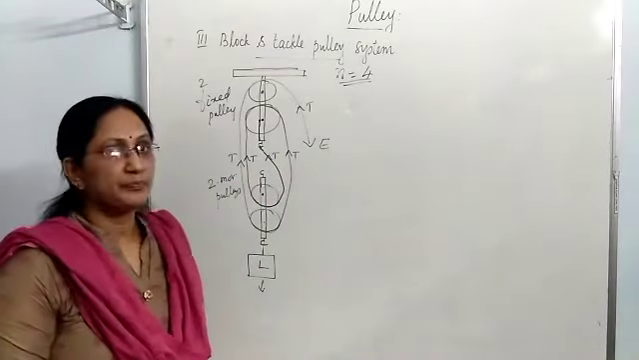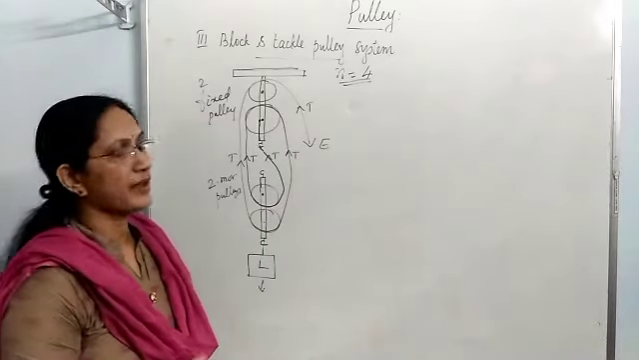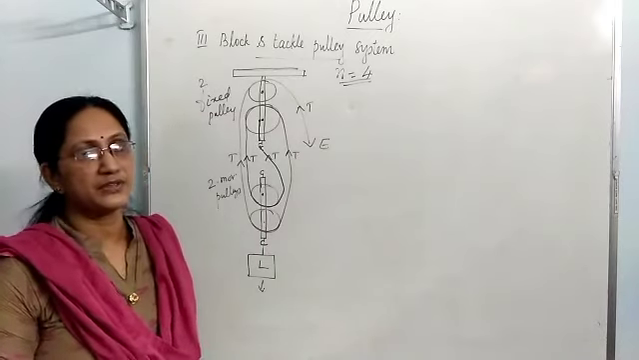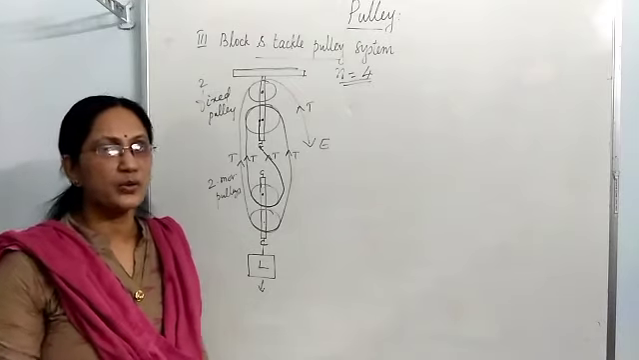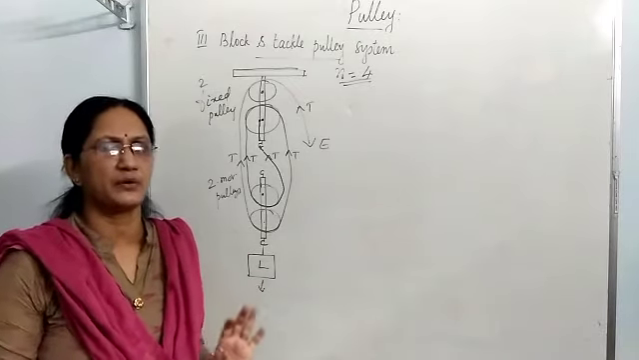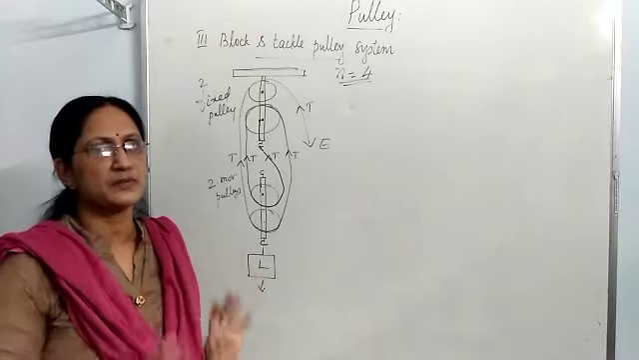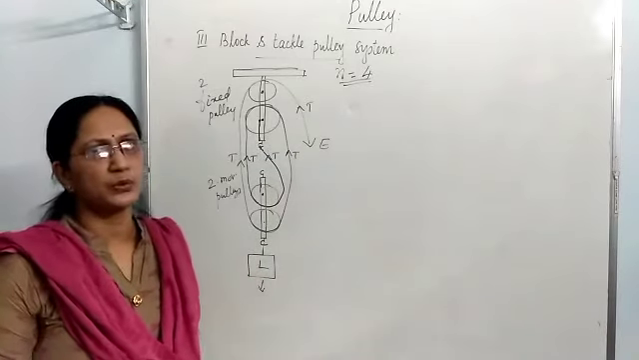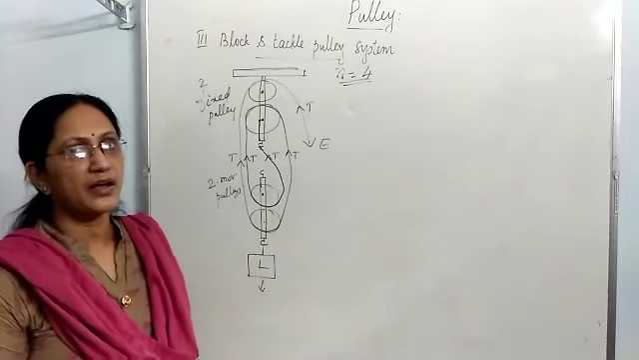Now let us derive an equation for its MA, VR and efficiency. Actually derivations are not included in your syllabus. You have to remember the numbers only. How much is MA, how much is VR, that's all. Still I will show you how the MA and VR are derived.